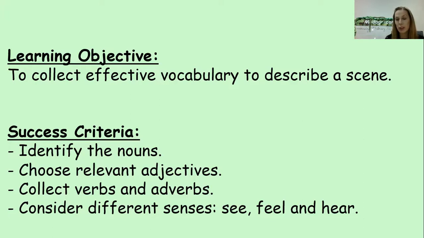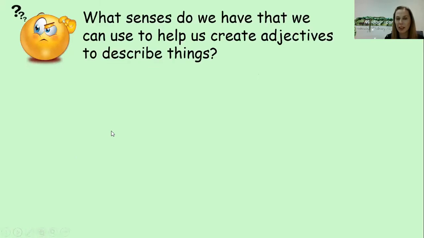And we're also going to consider using your senses. The senses that we're going to focus on in particular are your sense of sight, your seeing, feeling, and hearing. Okay, so let's have a look at those a bit more now. So have a think. I gave you a bit of a clue then. What senses do we have that we can use to help us to create adjectives to describe things? There are 5 senses. I want you to think of all 5 of them. You did something with the senses last week with Mrs. Wood. So can you pause the video and tell your adult what are the 5 senses that we have?